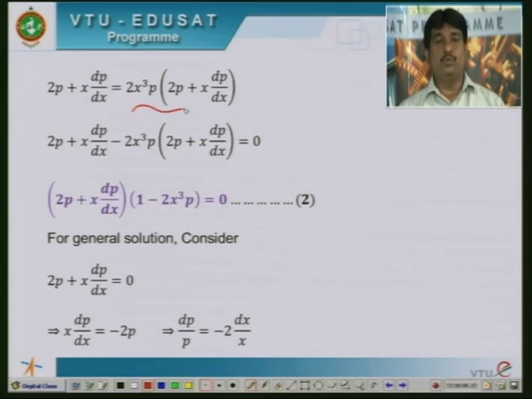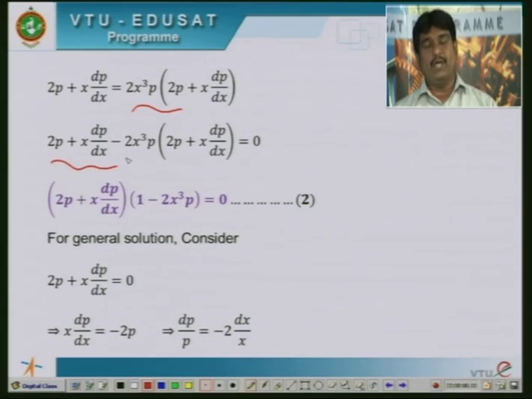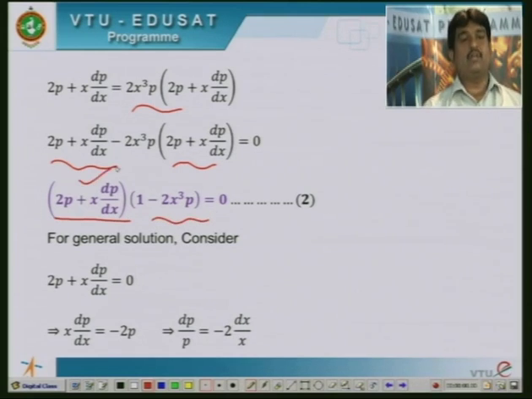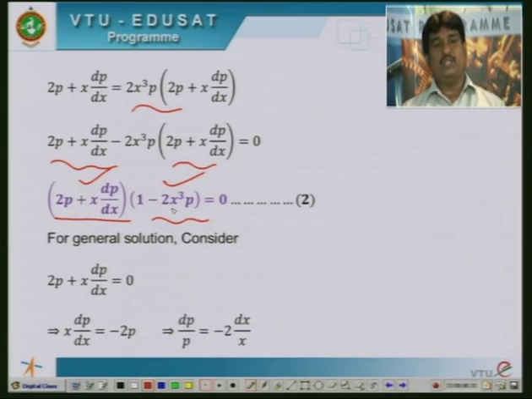Transfer 2x cube p into 2p plus x dp by dx to the left hand side to get 2p plus x dp by dx into 1 minus 2x cube p equals 0. Now collect the 2p plus x dp by dx term to get 1 minus 2x cube p equals 0. So this is a term containing a derivative term. This is free from derivatives. From the first factor, if you equate the first factor to 0, you will get the general solution. And from the second one, 1 minus 2x cube p equals 0, you get the singular solution.